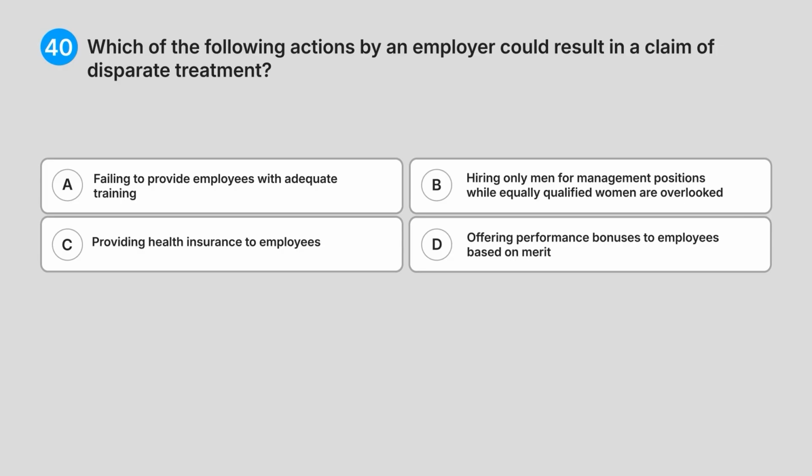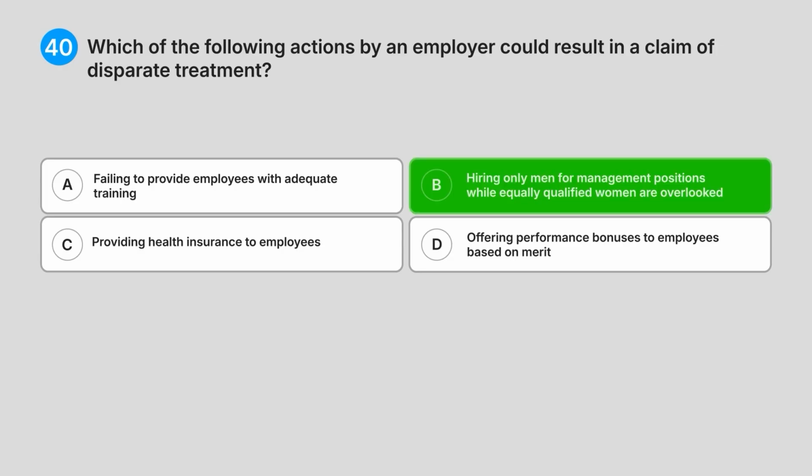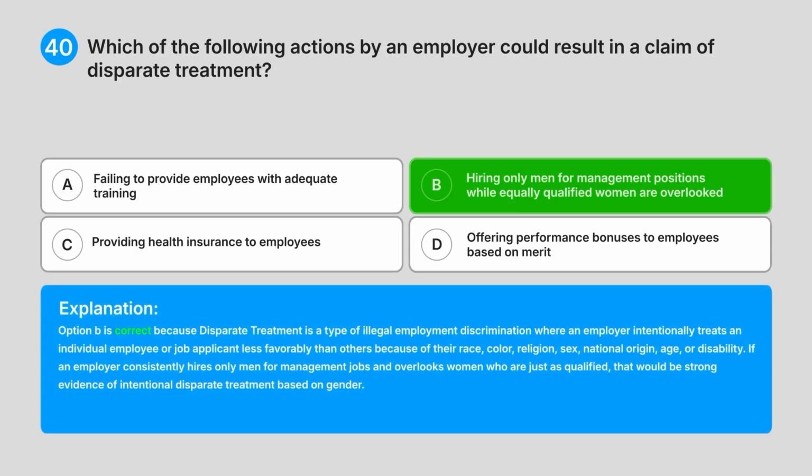Correct answer. B. Hiring only men for management positions while equally qualified women are overlooked. Explanation. Option B is correct because disparate treatment is a type of illegal employment discrimination where an employer intentionally treats an individual, employee or job applicant less favourably than others because of their race, colour, religion, sex, national origin, age or disability. If an employer consistently hires only men for management jobs and overlooks women who are just as qualified, that would be strong evidence of intentional disparate treatment based on gender.